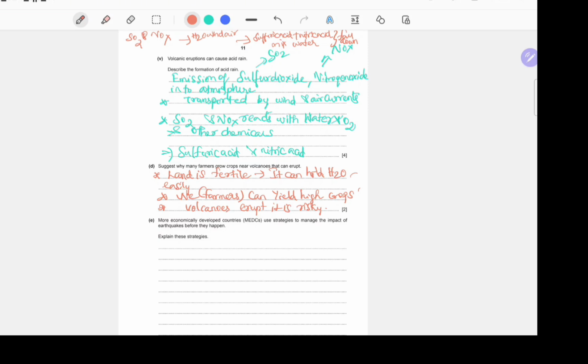More economically developed countries use strategies to manage the impact of earthquakes before they happen. So explain these strategies. What are the things we can write? One by one. Low rise buildings, so damage will be less. Low rise buildings mean less collapse, less damage, and less killing of people. Damage to people is also less here.